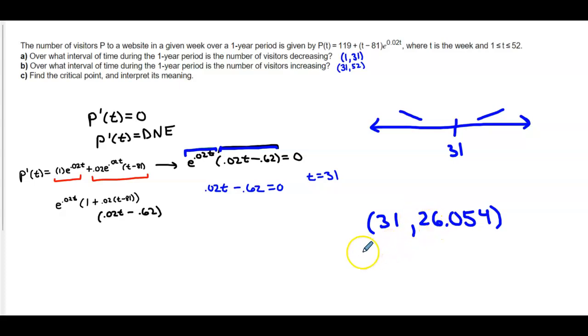Again, if we want to interpret its meaning, well, since the function was going down and then back up over that t equals 31, t corresponding to the number of weeks, we know the function is at a minimum, or in this case, the number of visitors to this website is at a minimum after 31 weeks, and it's approximately 26 visitors, right? If we round this to the nearest whole number, we could say there's a minimum number of visitors after 31 weeks, specifically 26 visitors. And that should be the problem.